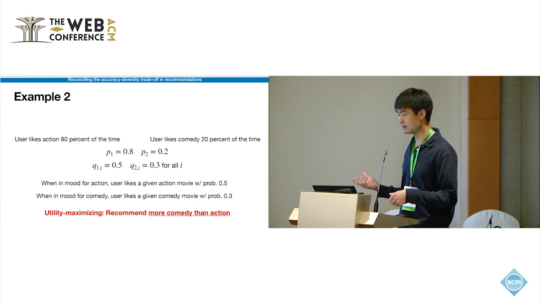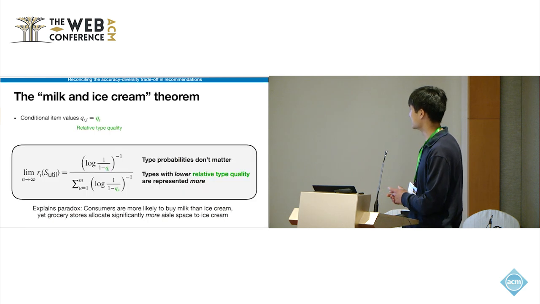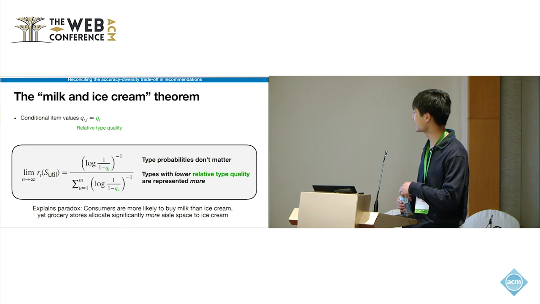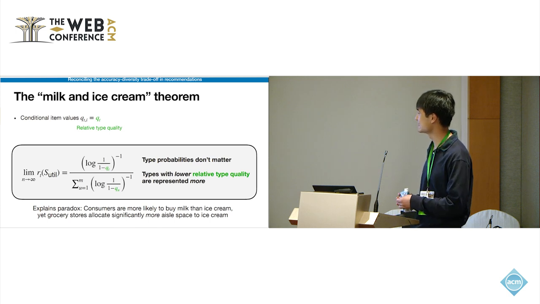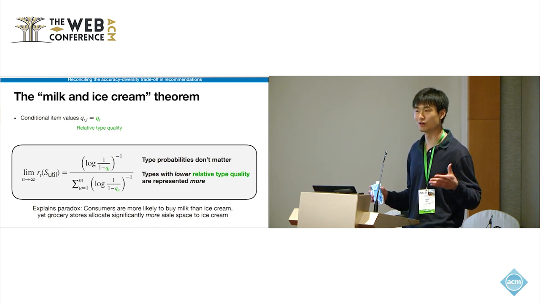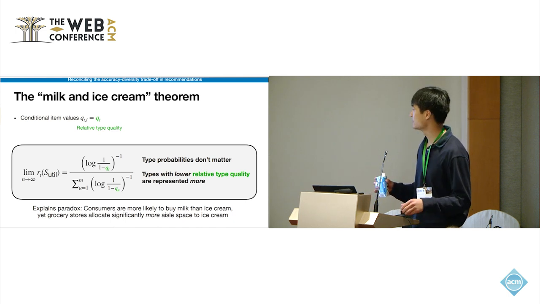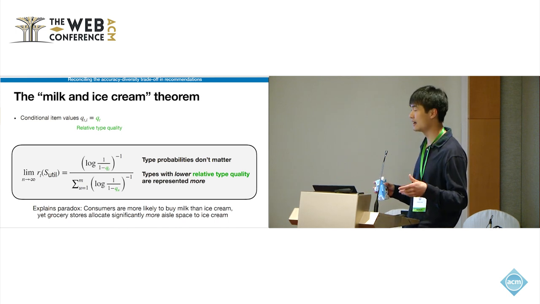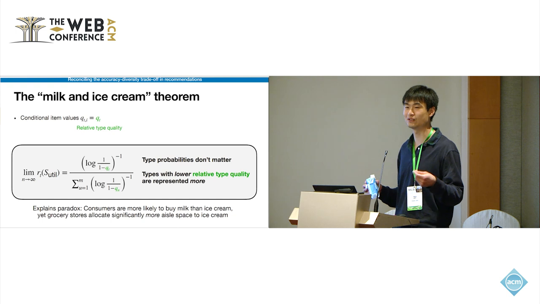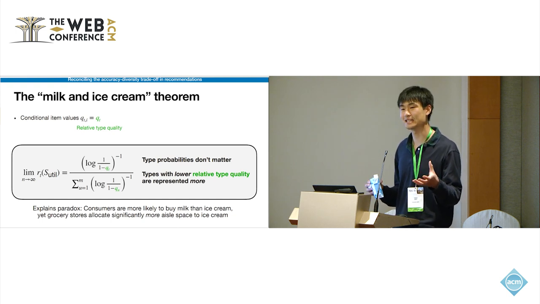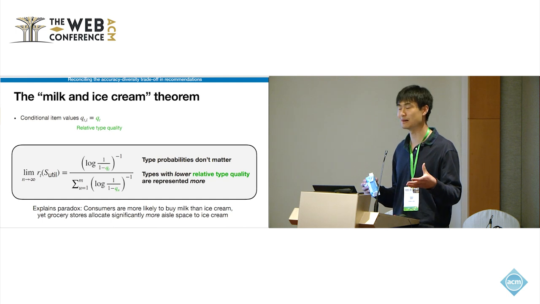This is a subpart of one of our theorems, and we call this corollary the milk and ice cream theorem. It reflects a real world phenomenon: if you go to a grocery store, you'll see that despite people usually buying milk more frequently than ice cream, grocery stores allocate much, much more space to ice cream. The reason is that conditional on liking ice cream, you are actually less likely to be satisfied by a given flavor of ice cream perhaps.